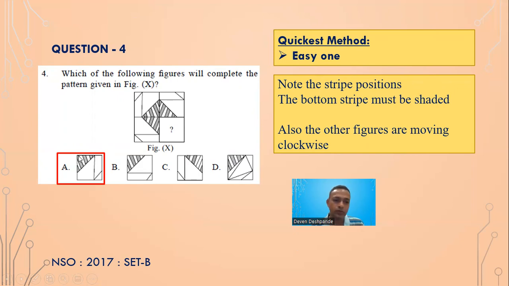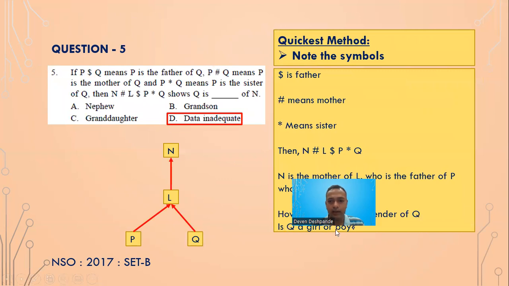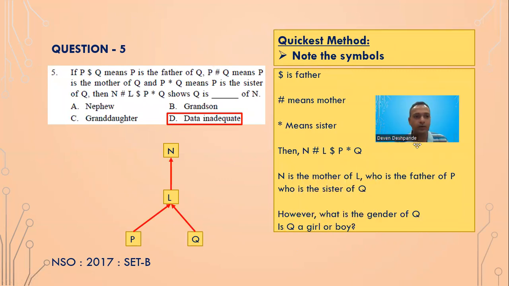So again, notice the position of the stripes and the position of the cutter-like shape, and then we can get the correct answer. Okay, next one. Question 5. If $P means P is the father of Q, P#Q means P is the mother of Q, and P*Q means P is the sister of Q, then N#L$P*Q shows Q is dash of N. Again, a very good question.